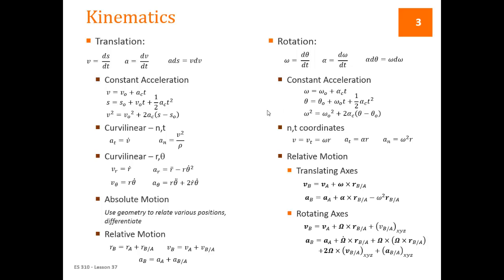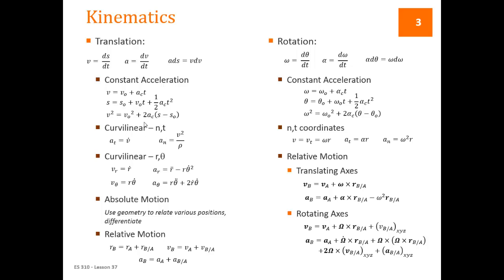So in kinematics, we started by looking at translation. In translation, we defined the velocity as the time derivative of the position, the acceleration is the time derivative of the velocity, and we had this combined equation, a ds is equal to v dv. If the acceleration is constant, we could write out these 3 equations. And these 3 equations, when written in 2 dimensions, so for the x and the y directions, give us our projectile motion equations, which we used quite a bit.